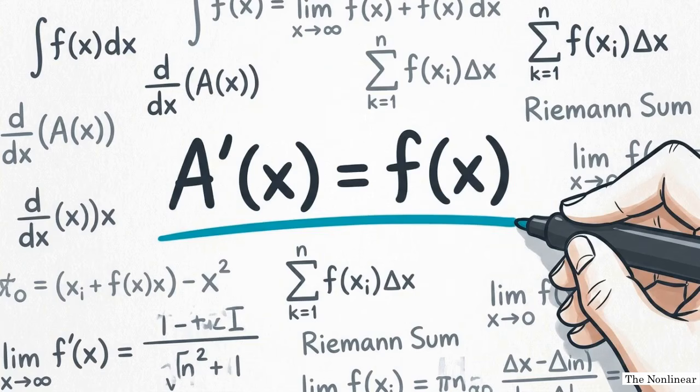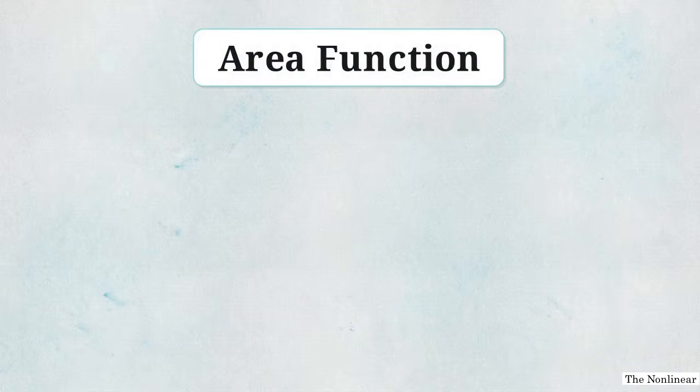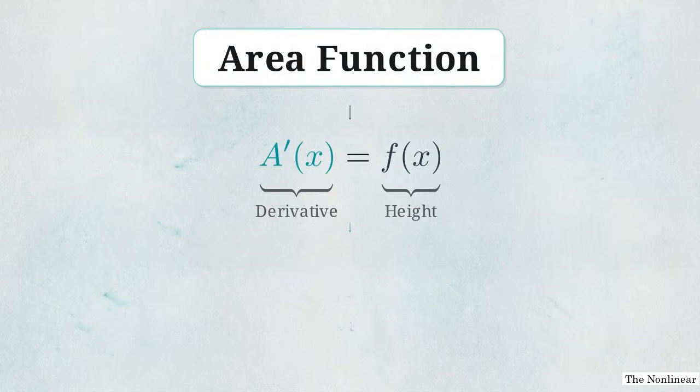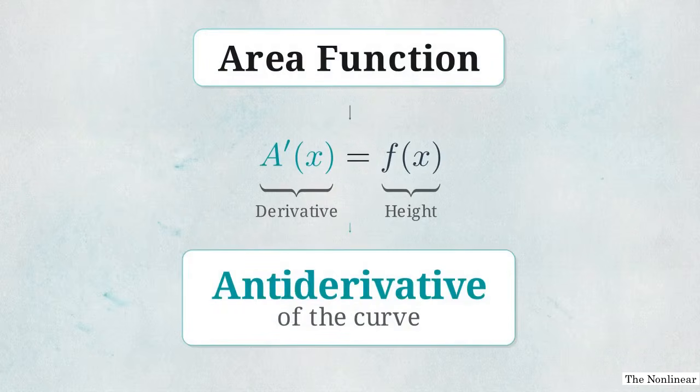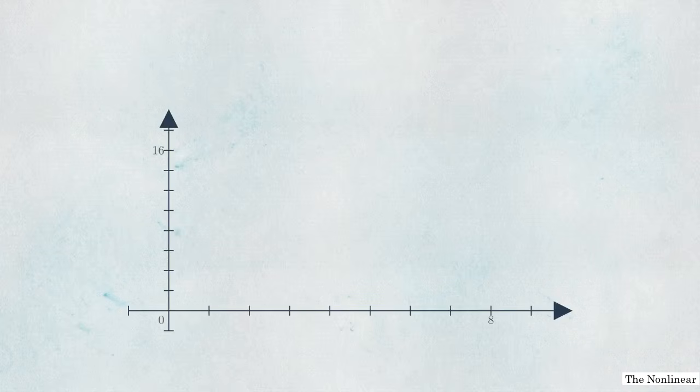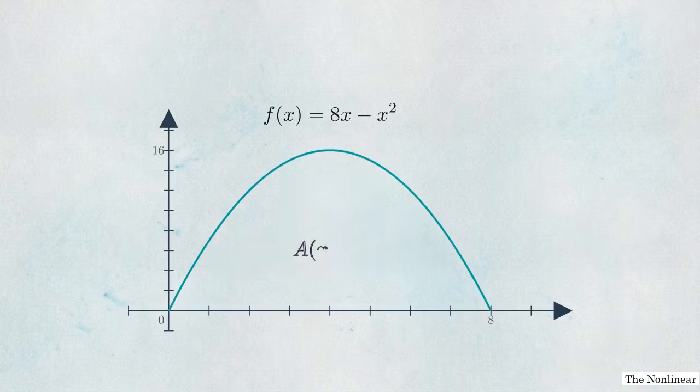This realization changes the nature of our problem. If we want to find a function that describes the area, we are now looking for a specific function whose derivative is the height of the curve. Let's test this with a specific curve. The function f of x equals 8x minus x squared.